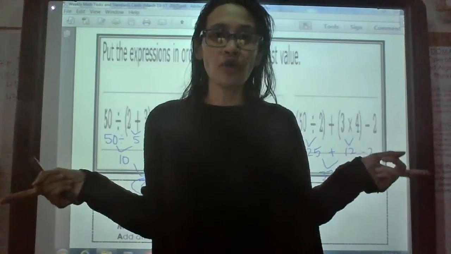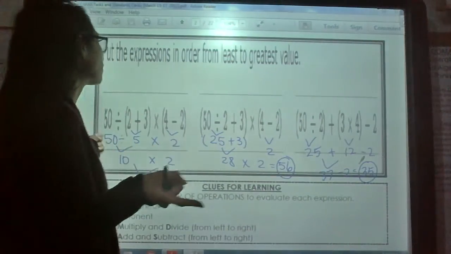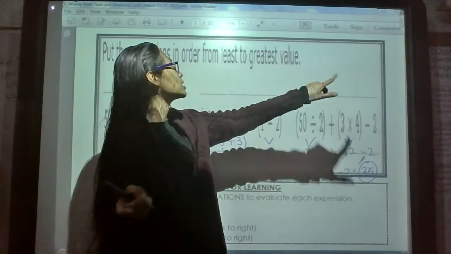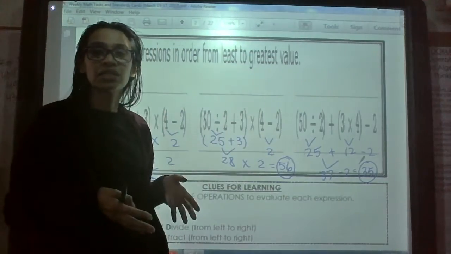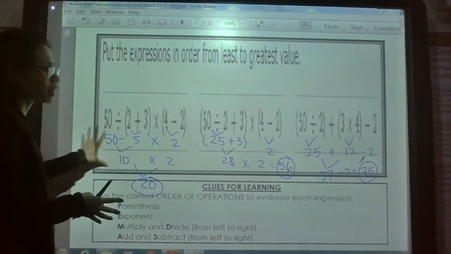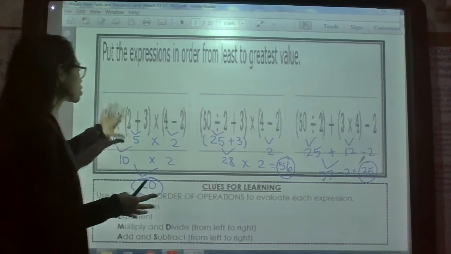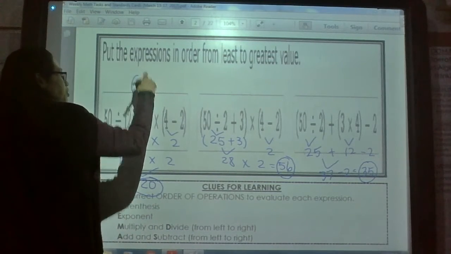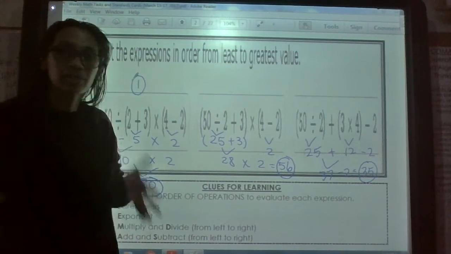Are we done? Oh no, we are not done because we have to do what? Put the expressions in order from least to greatest value. So least means the smallest, greatest is the biggest. So which one here has the smallest value? Bam, this one goes first. So you can write this one first. I'm just going to put a 1. Actually, you need to write them in order.